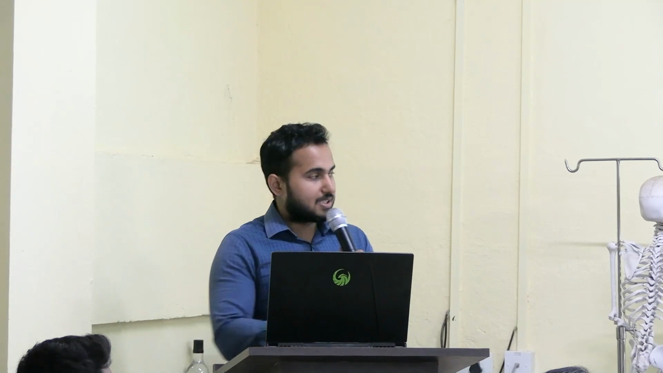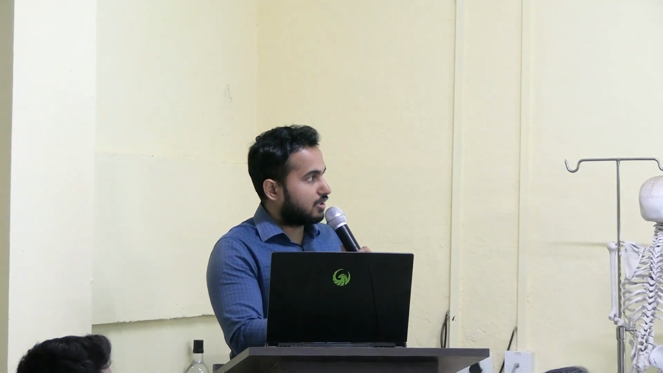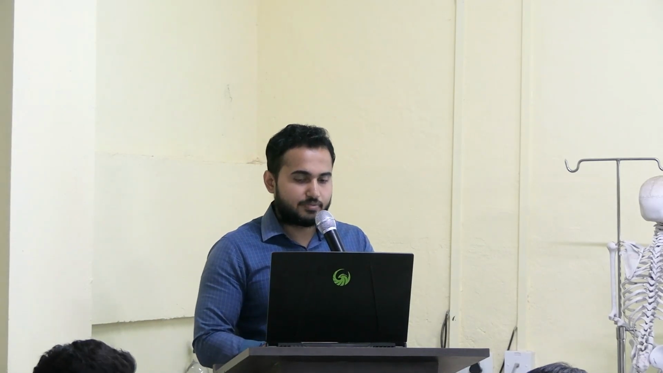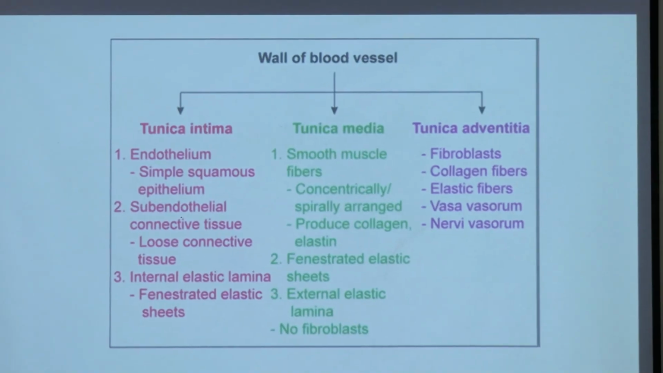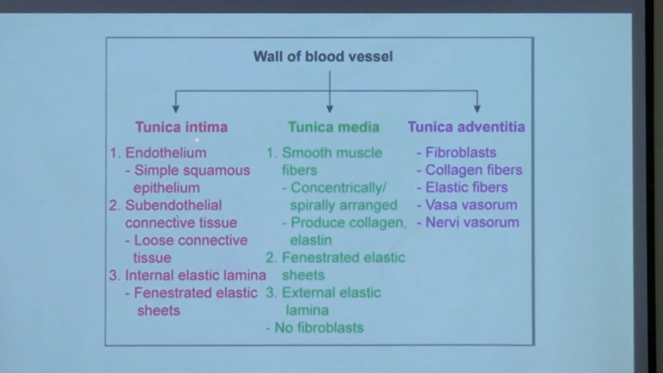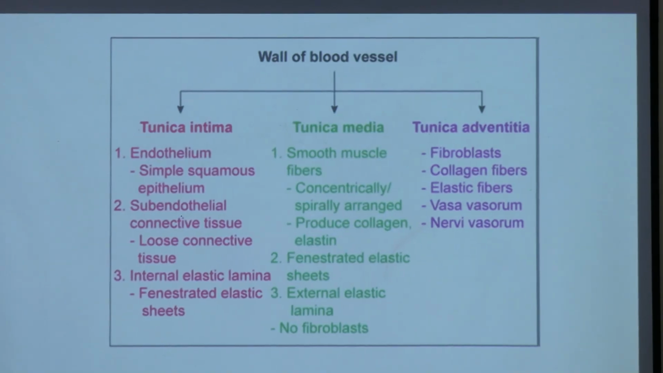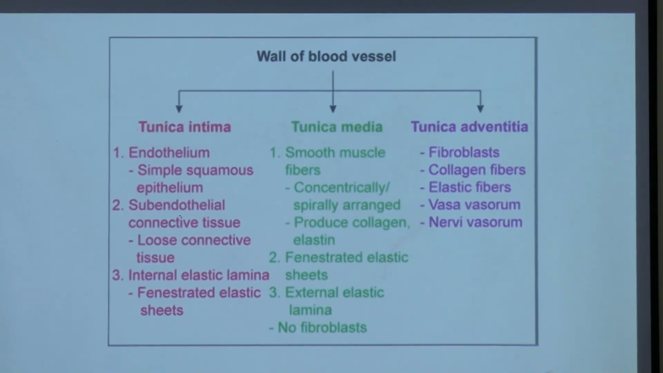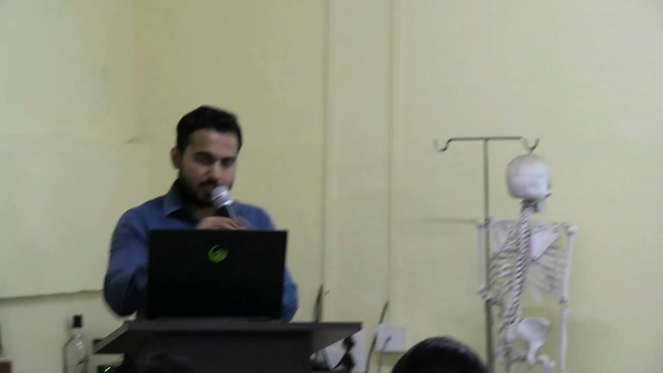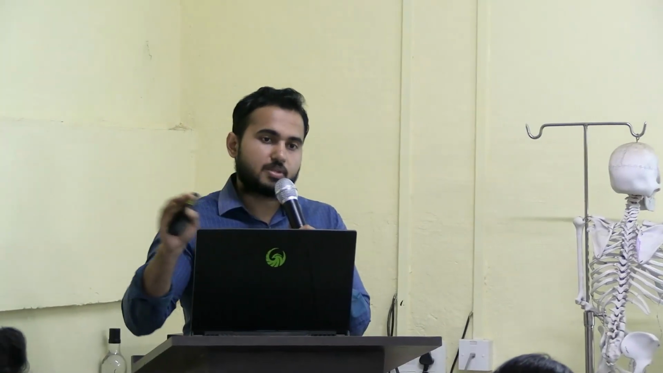I hope the general structure of a blood vessel, with 3 different layers, is clear. Now in this chart you can see what is present in the 3 different layers. First of all, tunica intima. In tunica intima we get simple squamous epithelium, also called endothelium. In most books I have seen they have written only endothelium, so you may get confused. After writing endothelium, you can give a bracket and write that it is simple squamous epithelium.